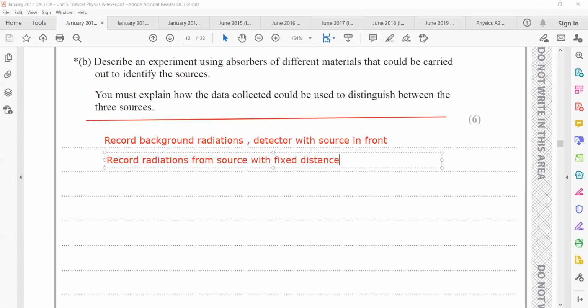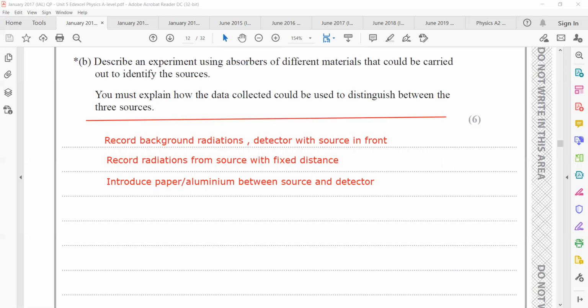Then what we will do, we will introduce a paper between the source and the GM tube, or aluminum between the source and the detector. Now what happens if the paper or aluminum reduces the count?